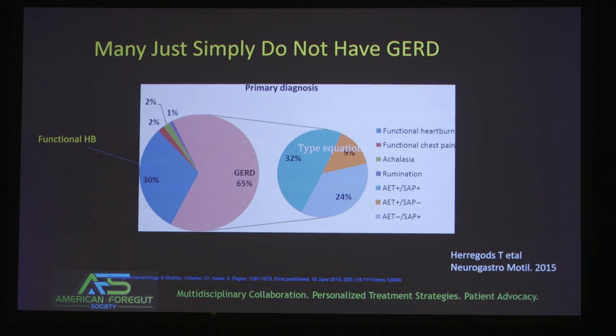And then finally, many people just simply don't have GERD. This is a consecutive series of patients who were studied with impedance pH monitoring, manometry, and endoscopy after BID PPI did not adequately relieve their symptoms. You can see the pie chart here. A substantial number of them had GERD. When you broke them down into the cause of the residual symptoms, there were a fair number with functional heartburn and functional chest pain, a handful who had SAP positive normal acid exposure, and then 30% who ended up having functional heartburn.